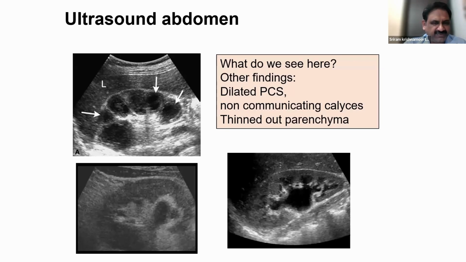The one on the top left, you can see that the individual calyces are standing out prominent, not communicating with the collecting system. Whereas in the one on the bottom right, there is a global hydronephrosis and there is a hydropelvis also. The pelvis and the pelvicalyceal system on the whole is dilated, so that there is a global hydronephrosis. This will tell you where exactly the pathology is. The way the system is dilated will tell you where the pathology is.